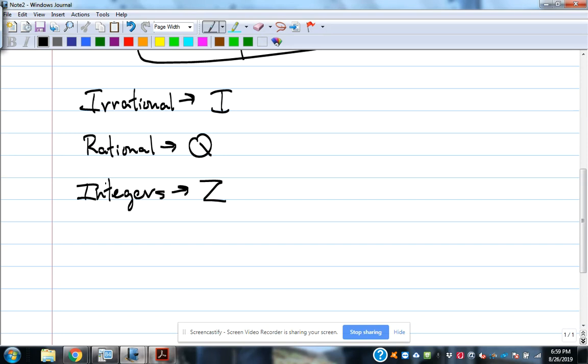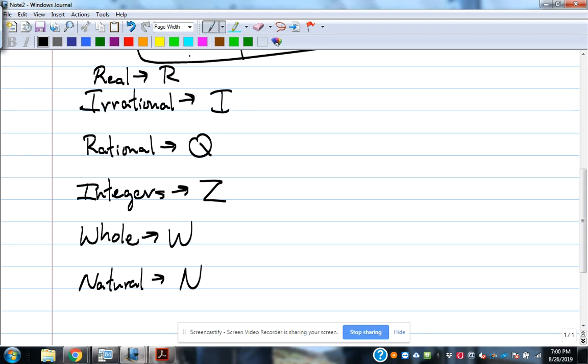So we got integers. Inside of integers, you got whole numbers. Whole numbers is a W. And inside of whole numbers, you got natural numbers. And there we use an N. Okay. And we'll go ahead and put real as an R. So that's our abbreviations that we'll use as we're classifying numbers here based on what they are. Natural numbers, whole numbers, integers, rational numbers, irrationals, and reals.